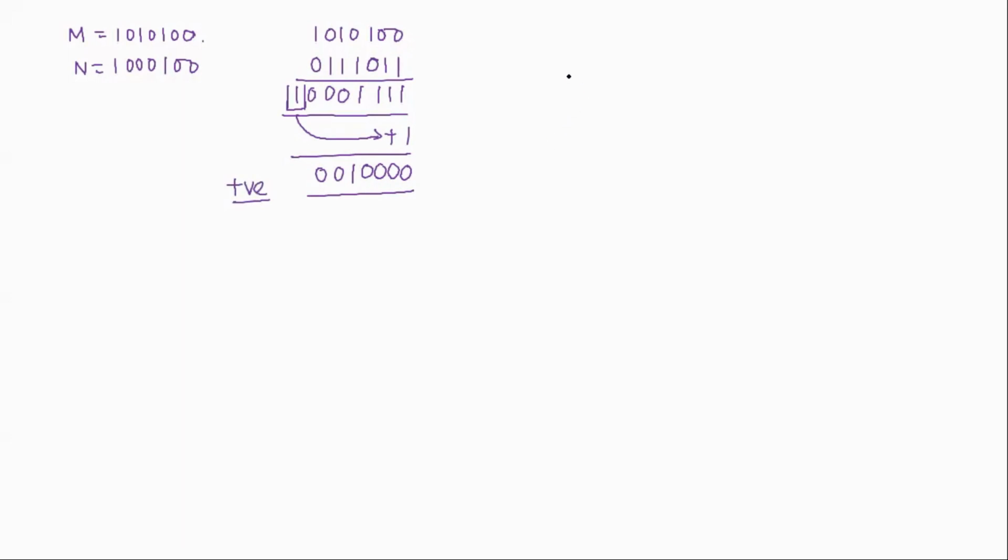Now the other way around, if it is n minus m, then what happens? 1, 0, 0, 0, 1, 0, 0, and then 1's complement of this. So this is actually 1, 1, 0, then 1, 1, 1, 0, then 1, 0, 1, 0, 1, 0, 1, 0, 1, 0, 1.